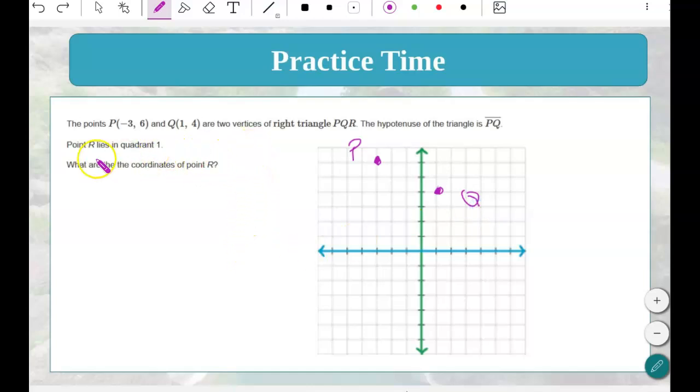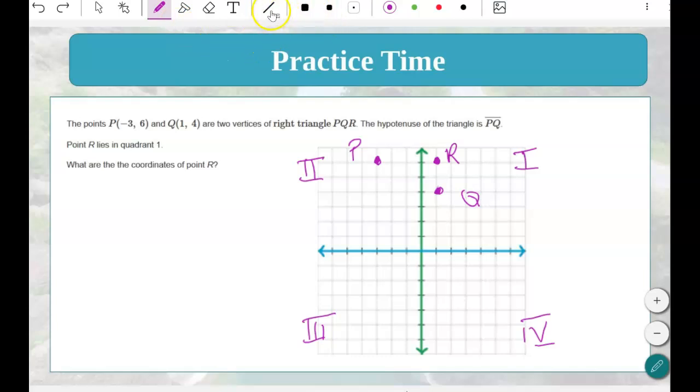Now it says that R lies in quadrant 1, and it's a right triangle. It has to be right here because it has to line up with both P and Q. If I put it over here, because this is quadrant 1, this is quadrant 2, 3, and 4, that's the wrong quadrant.